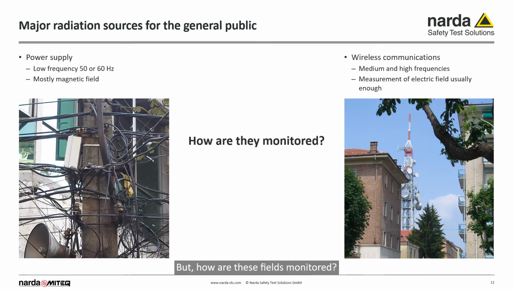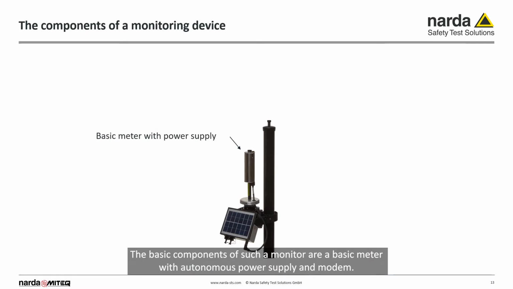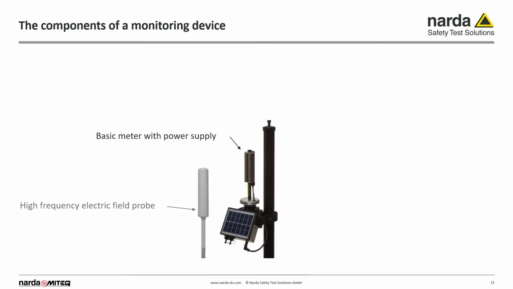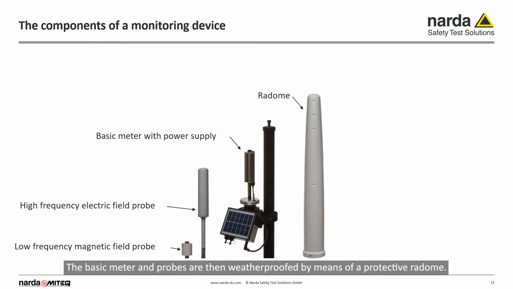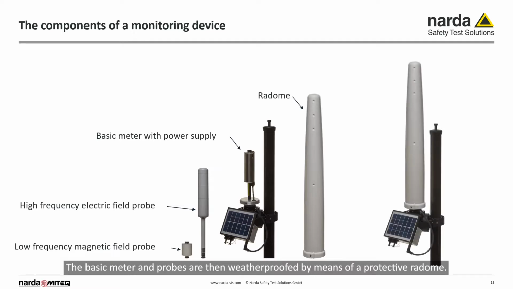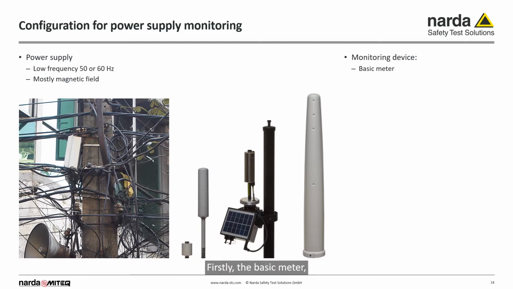But how are these fields monitored? The basic components of such a monitor are a basic meter with autonomous power supply and modem. A high-frequency or low-frequency probe can be selected depending on the application. The basic meter and probes are then weatherproofed by means of a protective radome. The configuration for monitoring the low-frequency fields for power supply networks, for example, is as follows. Firstly, the basic meter.